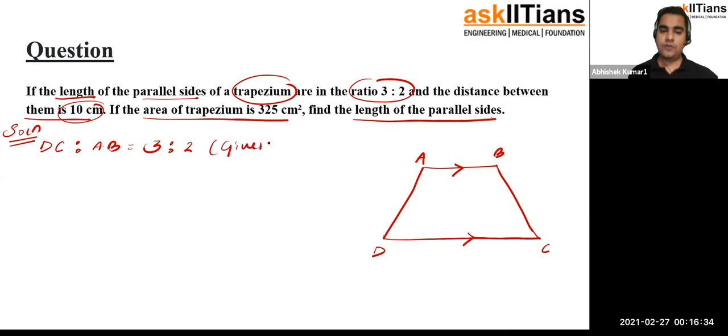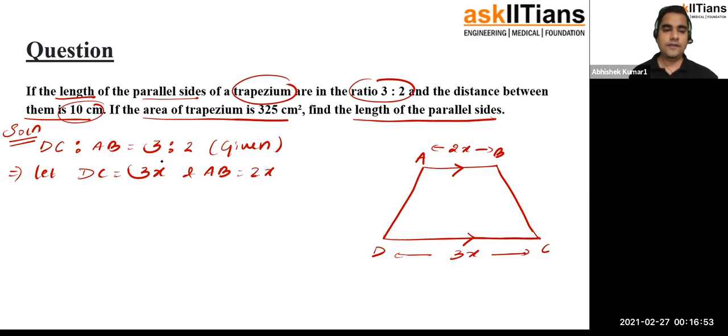So if this is provided, you can assume the lengths. Let's assume DC is equal to 3x and AB is equal to 2x. Clear? So AB is equal to 2x centimeter, and DC is equal to 3x. Apart from that, we are provided that the distance between them is 10 centimeter. So this value is given, 10 centimeter, or the height. You can call it AM.